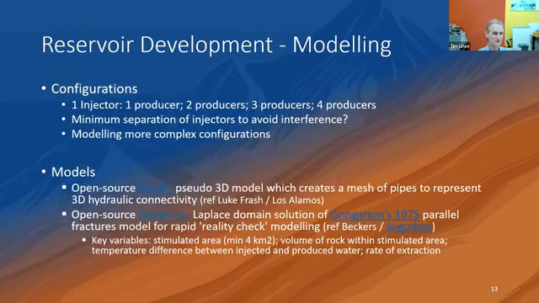Modeling, yeah, so I'm sure this is completely common to you. In my particular case, we're modeling an injector and then surrounding it by 1, 2, 3, or 4 producers, and indeed other things. We're looking at several injectors, so we're looking at how far apart they have to be to avoid interference with them, and are there more complex configurations that can help with the recovery factors.